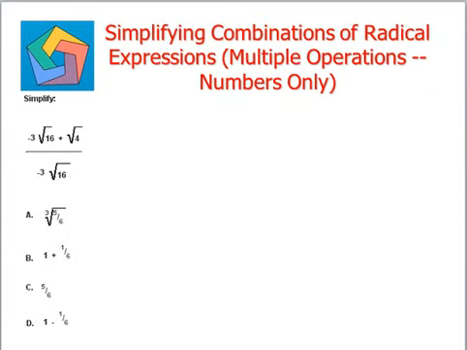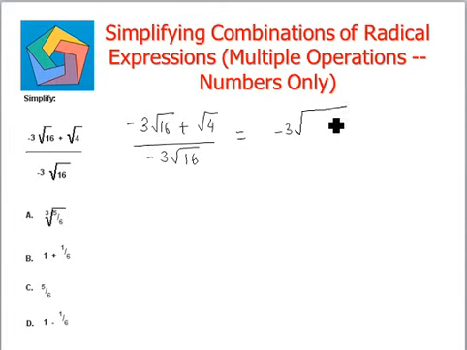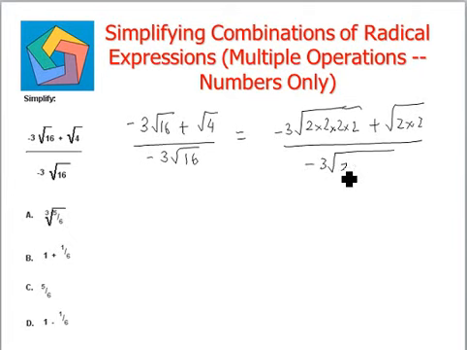Moving on to the next question. We have: simplify negative 3 root of 16 plus square root of 4, divided by negative 3 root of 16. So we'll simplify each number inside the radical. So this is negative 3, 16 can be factored as 2 times 2 times 2 times 2, plus 4 can be factored as 2 times 2. In the denominator we have negative 3 root of 16, which is 2 times 2 times 2 times 2.